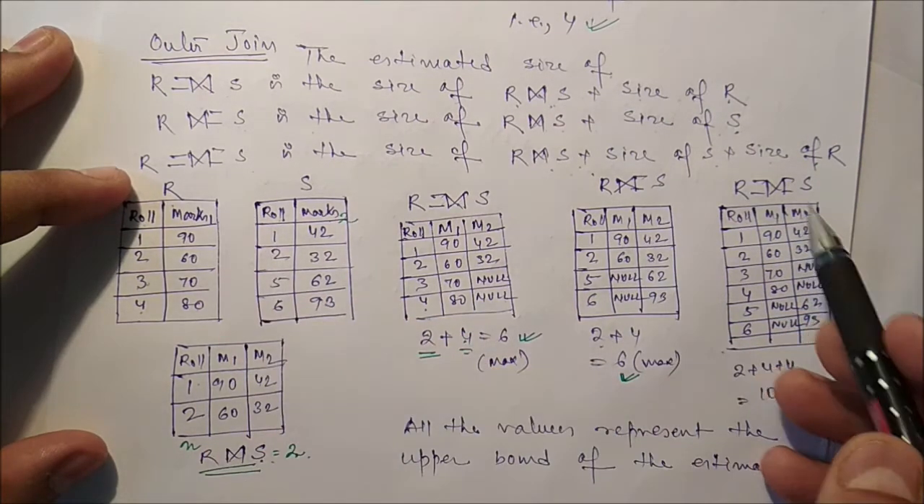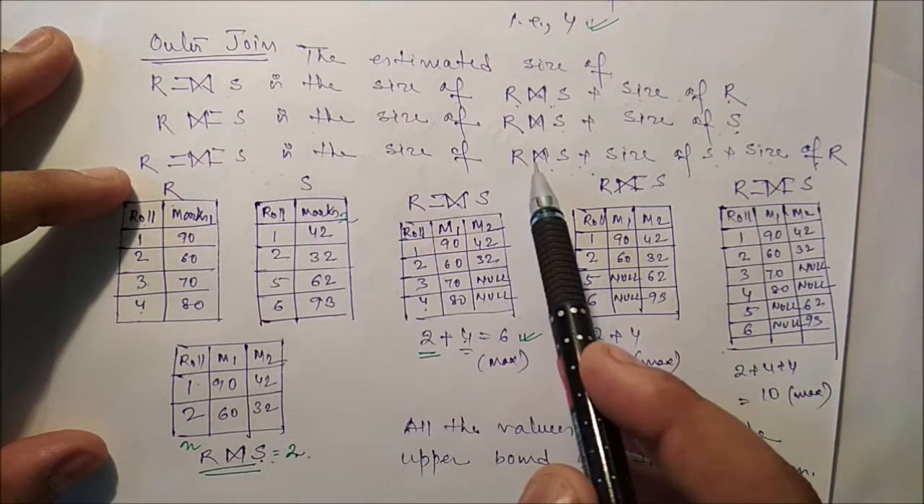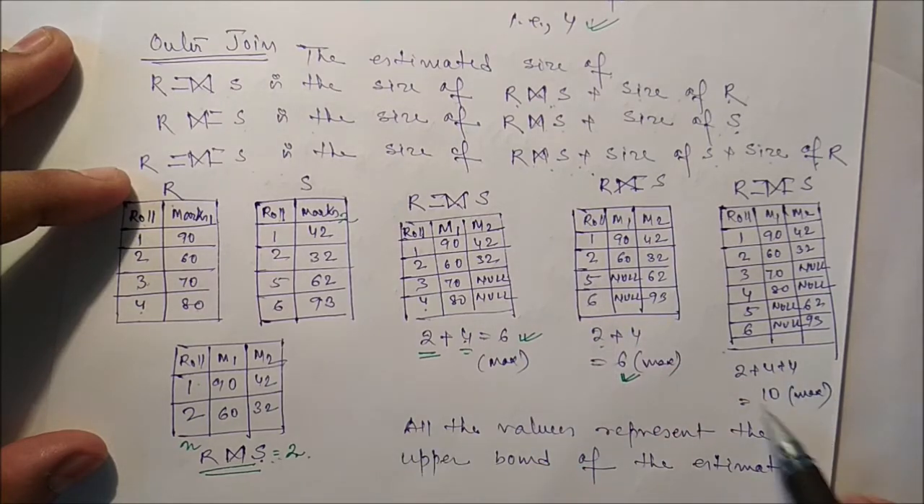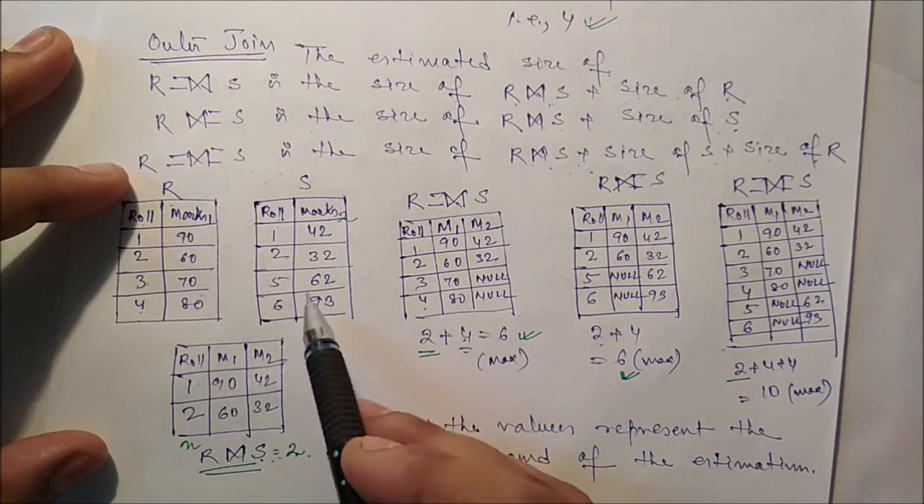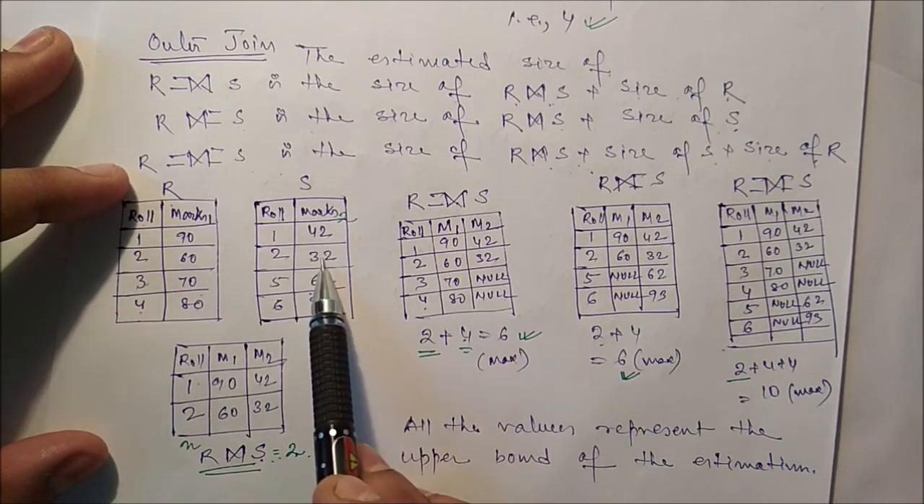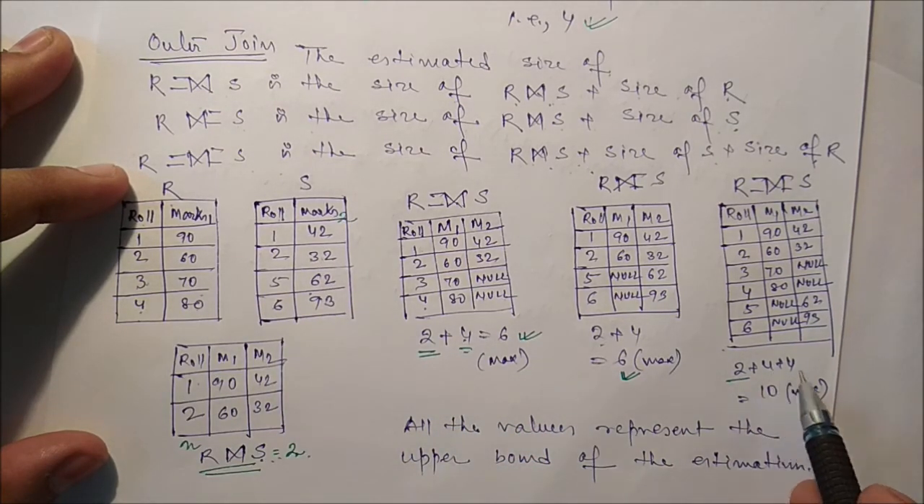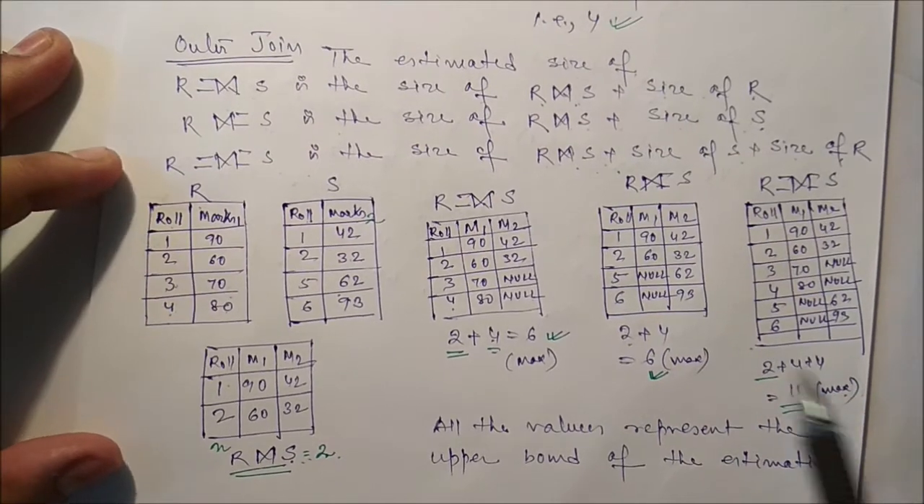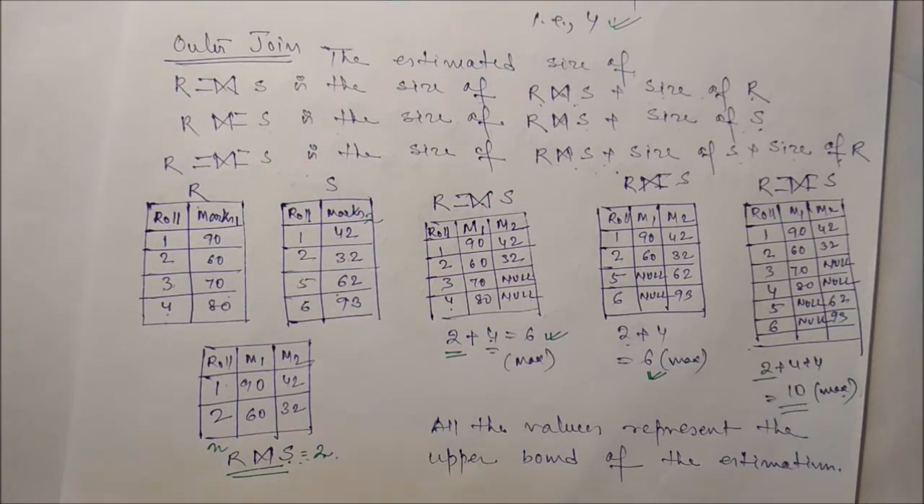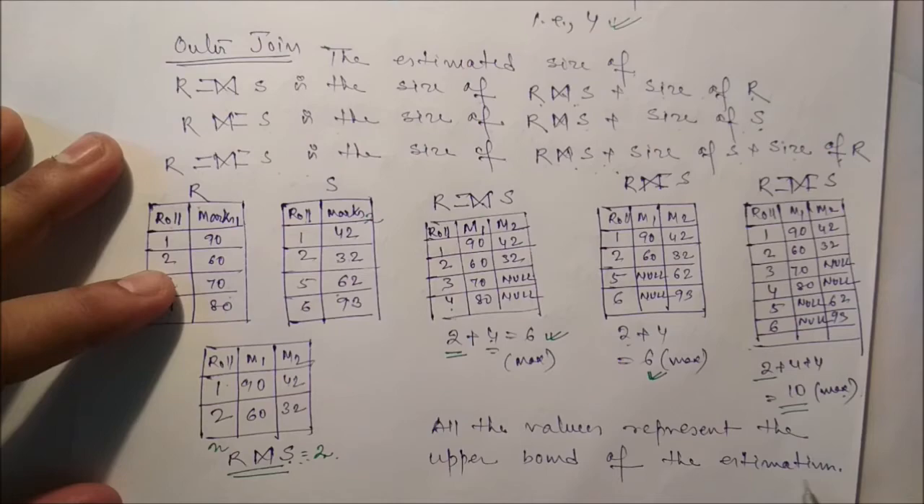Similarly, if it is a full outer join, it is the size of R natural join S, which is 2, plus the size of S and the size of R. The size of S is 4, and the size of R is 4. So 2 plus 4 plus 4 is 10. Here also it is the maximum value. Okay, so in this way you can estimate the number of records. All the values are present in the upper bound of the estimation.